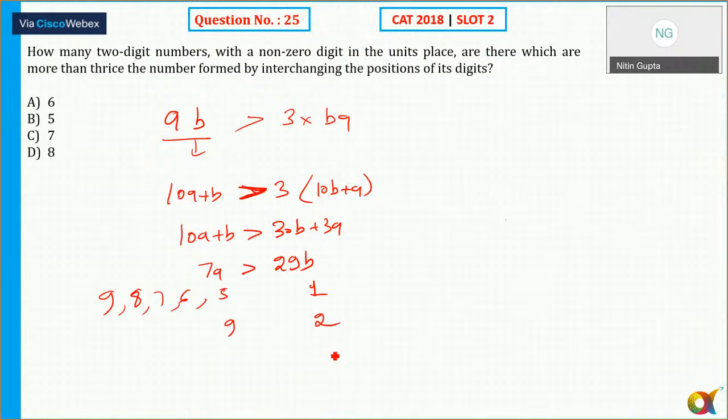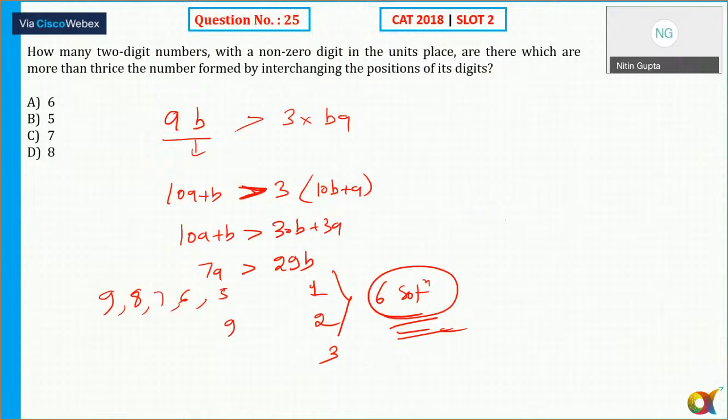If B is equal to 3, so 7 into A is greater than 87. But we know 7 into 10 is 70, so A would become two-digit, which is not possible. So how many solutions are there? In this case, there are 6 solutions. When B is 1, there are 5 possibilities. When B is 2, there is 1 possibility. So a total of 6 solutions are there.